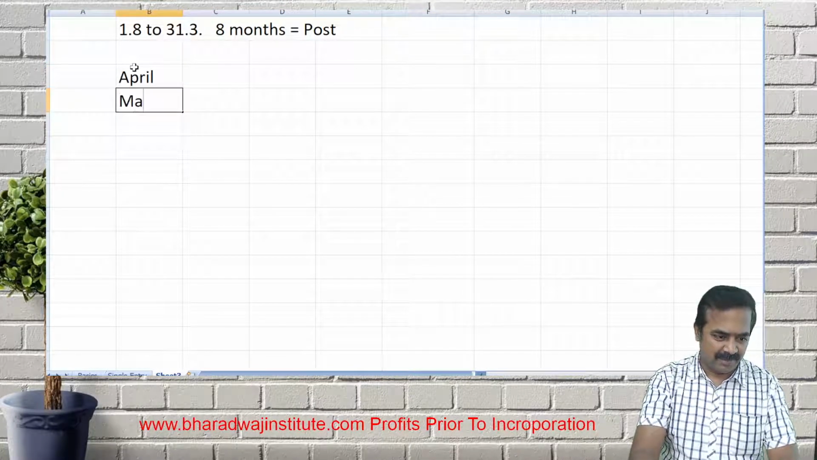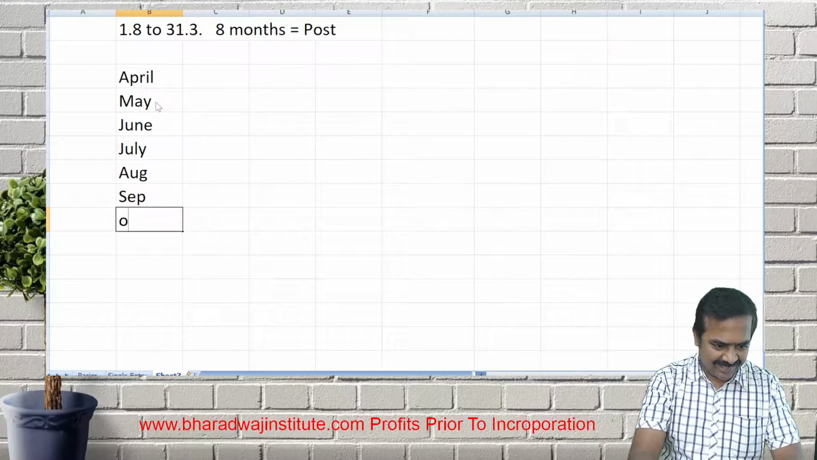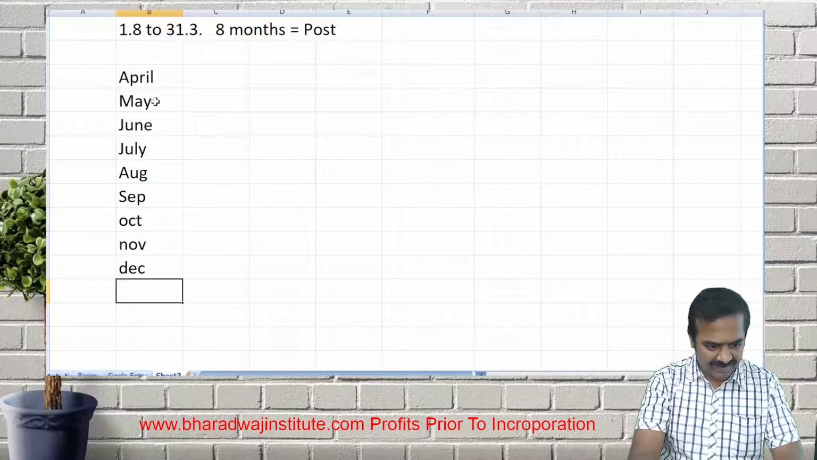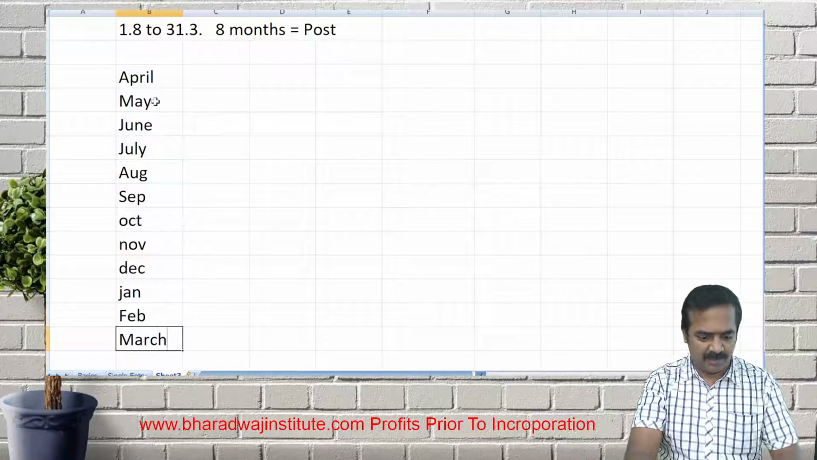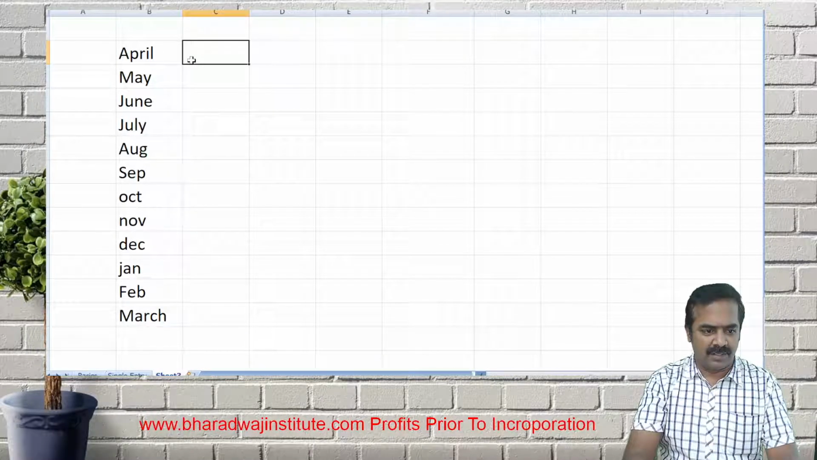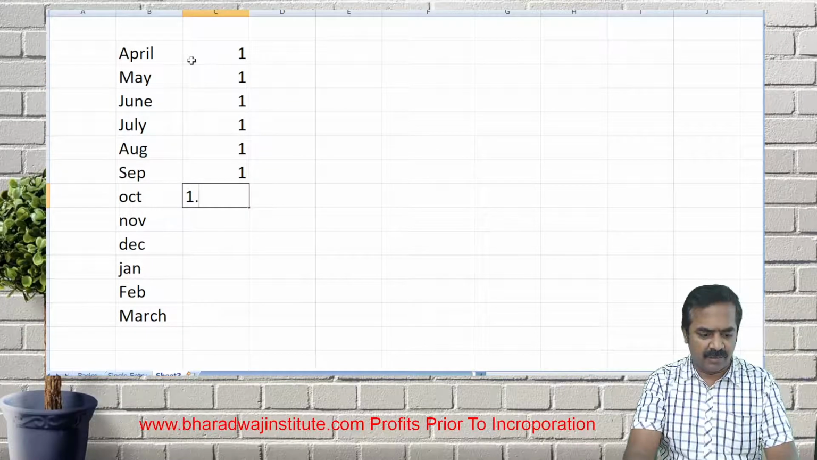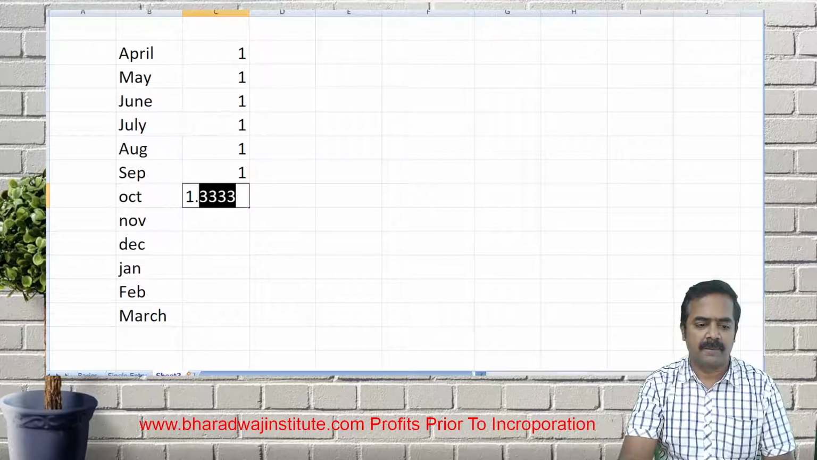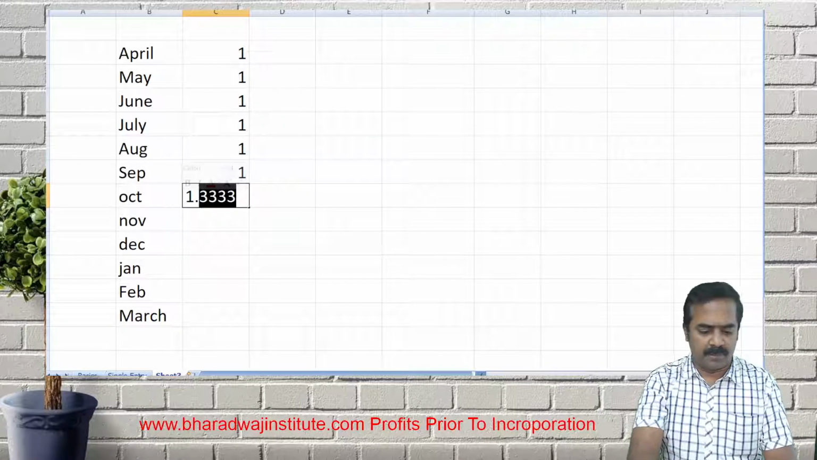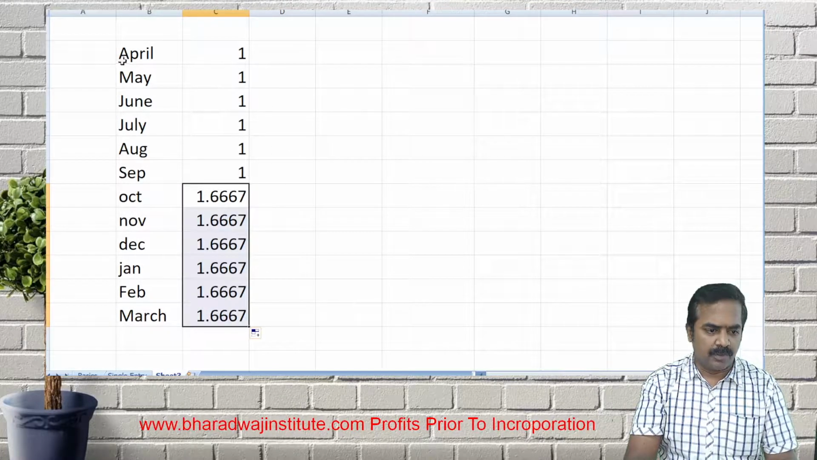ஏப்ரல், மே, ஜூன், ஜூலை, ஆகஸ்ட், செப்டம்பர், ஜனவரி, பிப்ரவரி, மார்ச். ரெண்டு மந்த் போட்டிருக்கேன்ல. Yes sir. So இந்த ஏப்ரல் மந்த்க்கு if it is 1 rupee, 1 rupee, 1 rupee, 1 rupee, 1 rupee till செப்டம்பர்னா, அக்டோபர்ல என்ன ஆகும்? 1.333. 2/3 இன்க்ரீஸ் பண்ணா 0.67, 1.67 வரும், 1.6667 அப்படி வரும். இதெல்லாம் போடுங்க. So இப்போ which month is free?